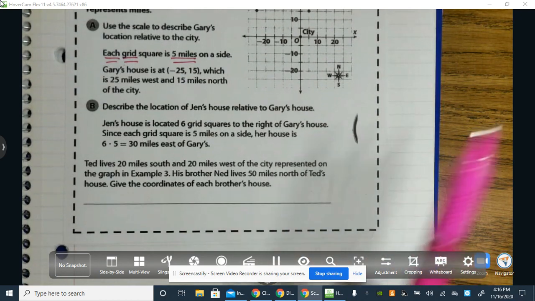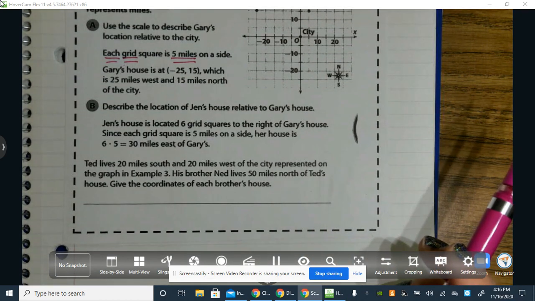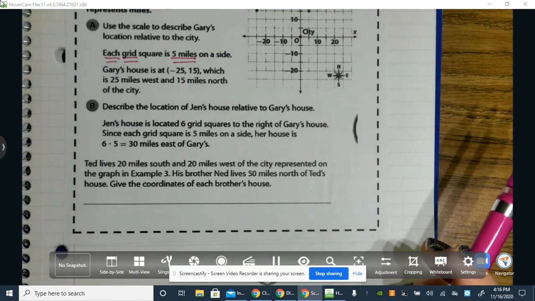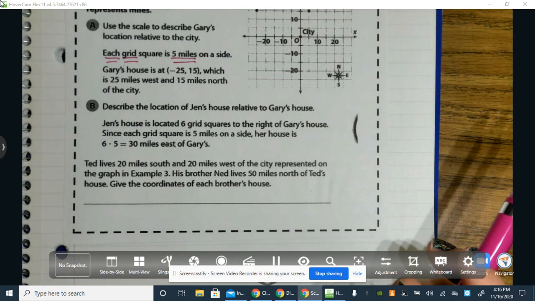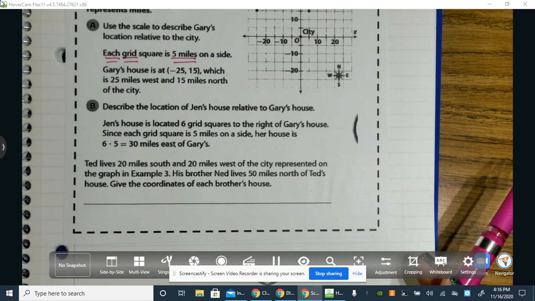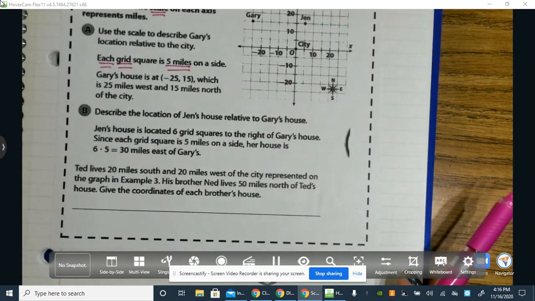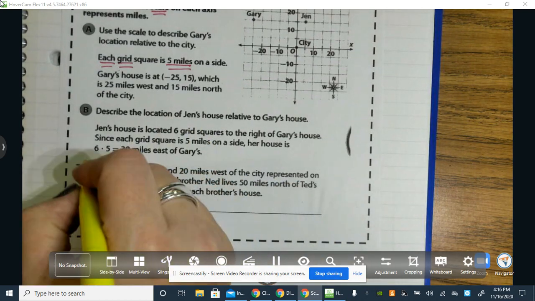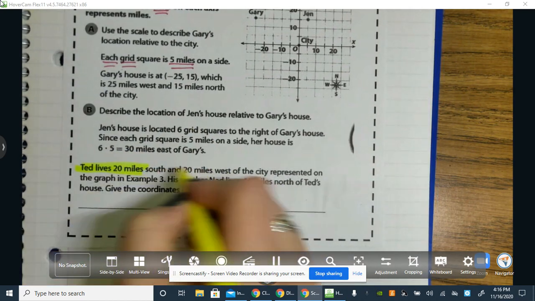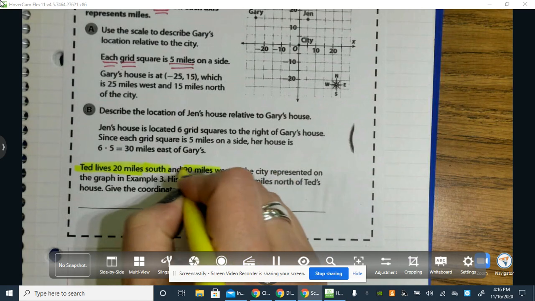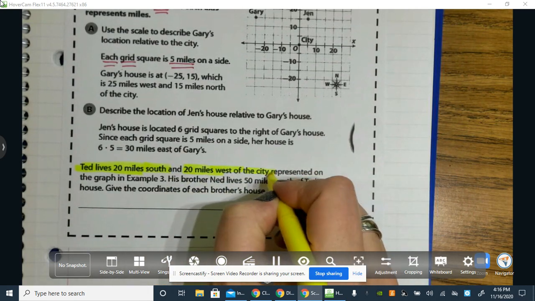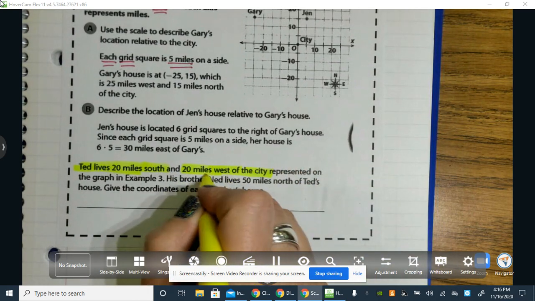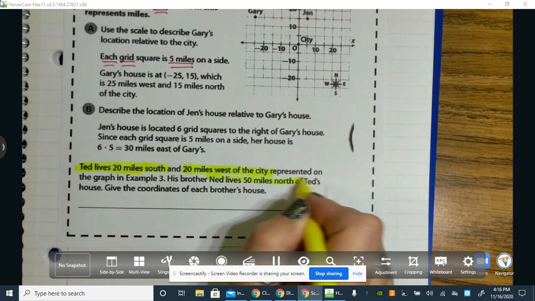All right, so now we have some other people coming in the city. So we have Ted. Ted lives 20 miles south and 20 miles west of the city, represented in the graph on example 3. His brother Ned lives 50 miles to the north of Ted. Give the coordinates of each brother's house. So let's look at Ted first. He lives 20 miles south and 20 miles to the west of the city. And then we got Ned. Ned lives 50 miles north of Ted.